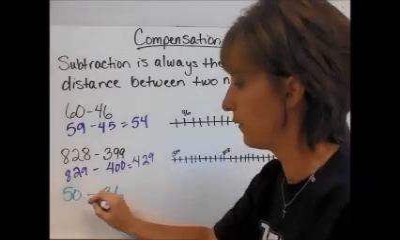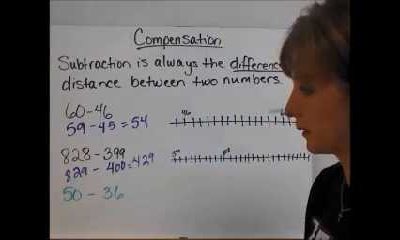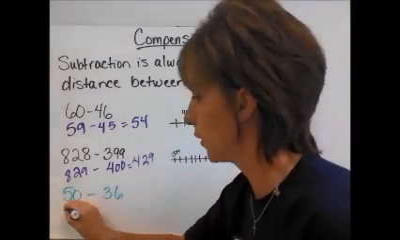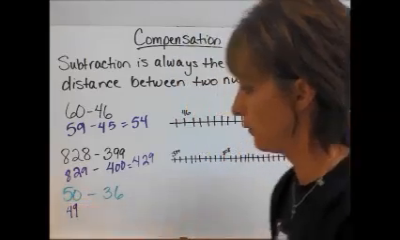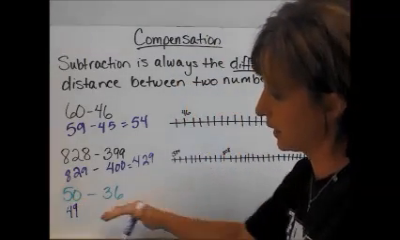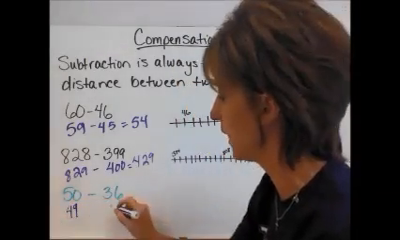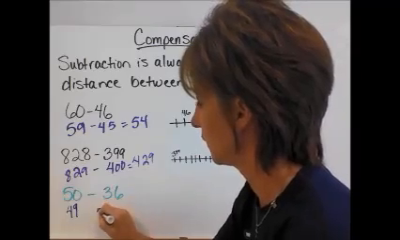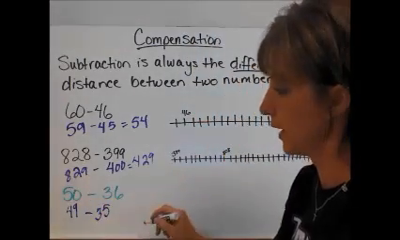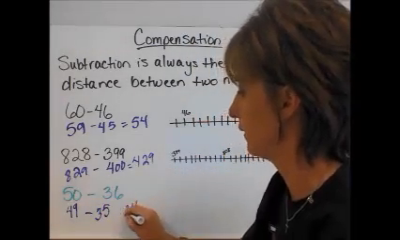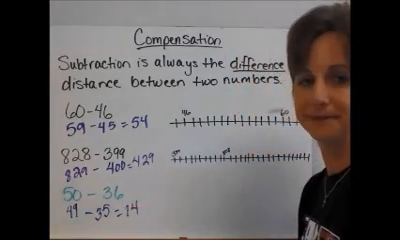So let's do one with 50 minus 36. Well, if this were 49, I would move it once in this direction. So when I move this to 49, this is 35. And 49 minus 35 is 14.